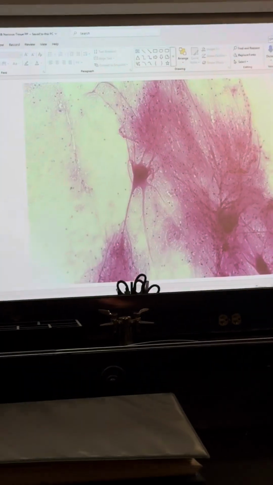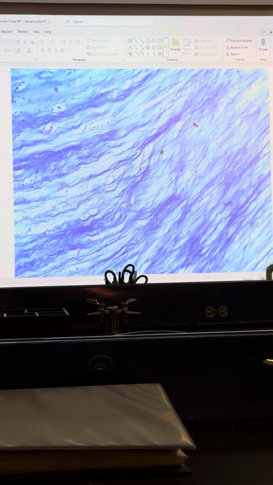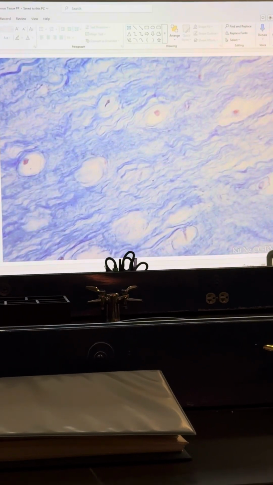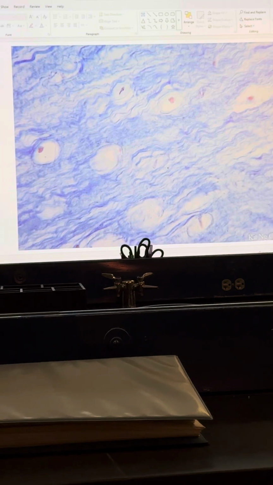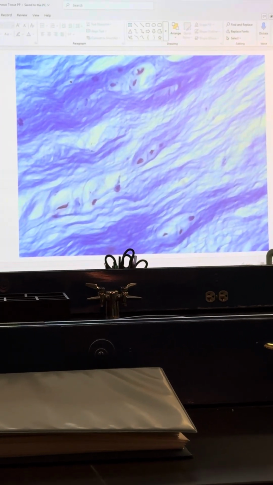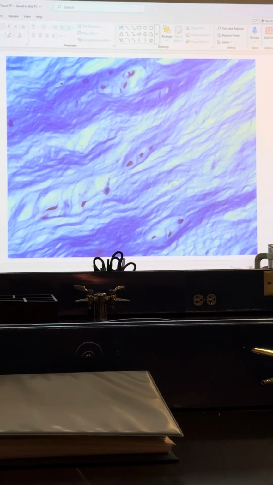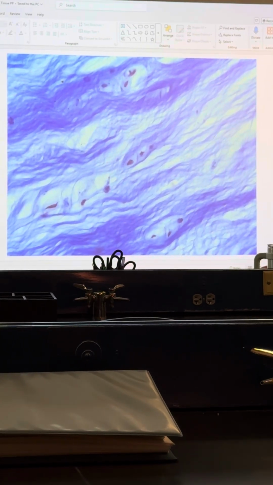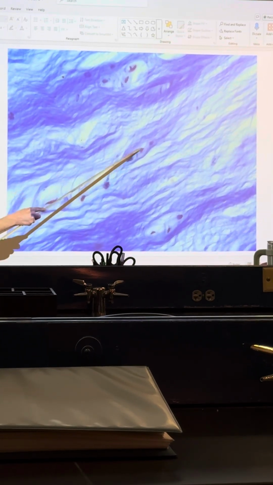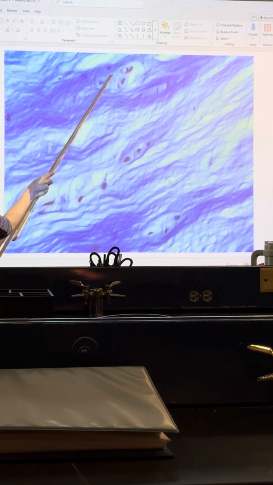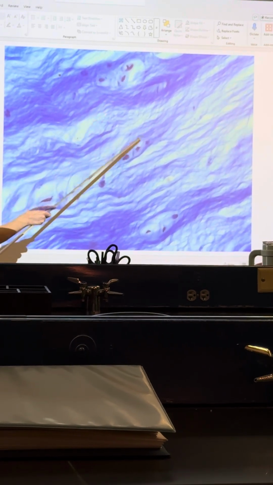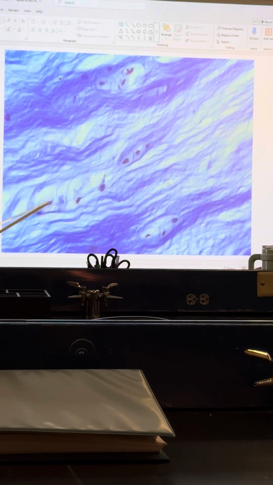Okay, let me mix it up a little here. Does that look familiar, kind of, sort of? Everybody know what that is? This is another picture of it. We'll go back. What is that? What are the holes called that we see here? Lacunae, yeah, lacuna. And what are the cells inside of those? Those are the chondrocytes, right?